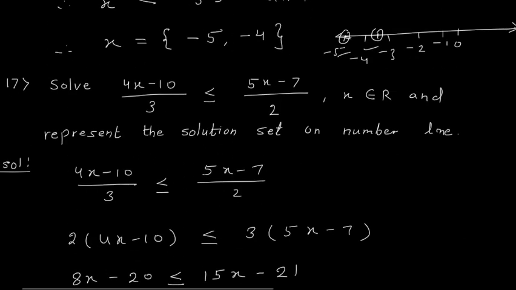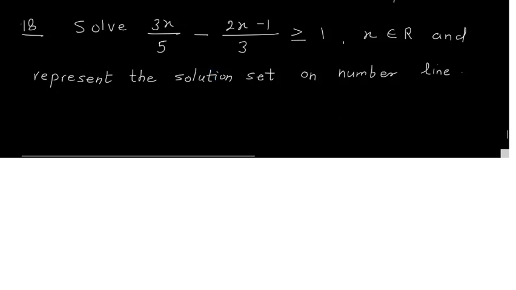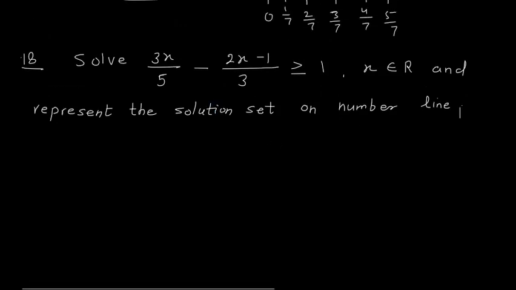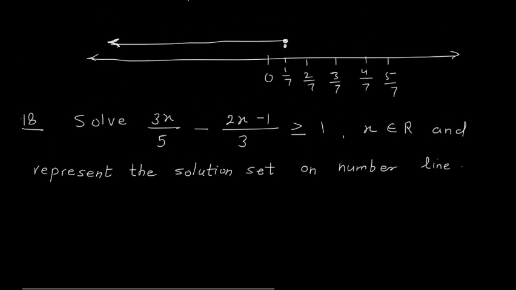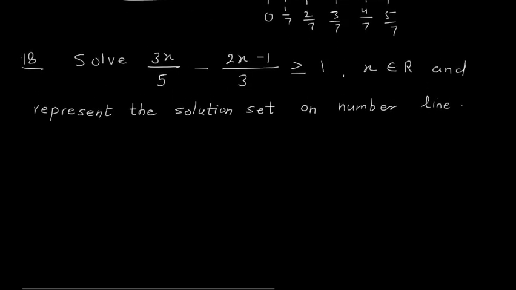This is the 17th question. The 18th problem is: solve 3x upon 5 minus (2x minus 1) upon 3 greater than or equal to 1, x belongs to real numbers, and we have to represent this on the number line. So here 3x upon 5 minus (2x minus 1) upon 3 is greater than or equal to 1.